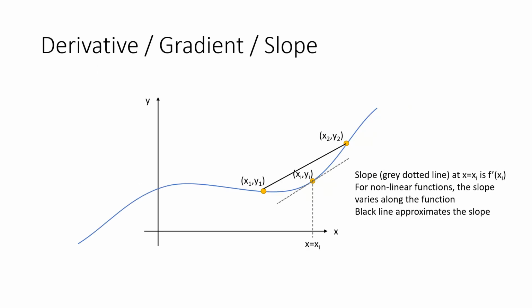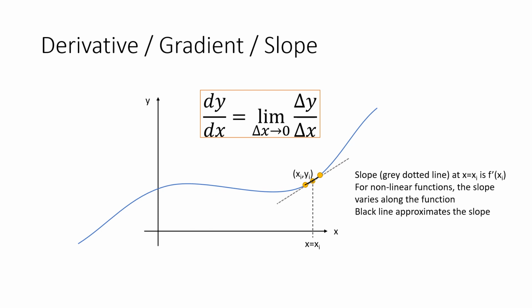We can approximate the slope of the function by choosing 2 points close to each other on the function and calculating the slope of the line between them. The black solid line is an approximation of the real slope of the function at xi, yi, which is the grey dotted line. As the points get closer together, the slope becomes more accurate. Also, as the points get closer together, delta x and delta y approach the value of 0.